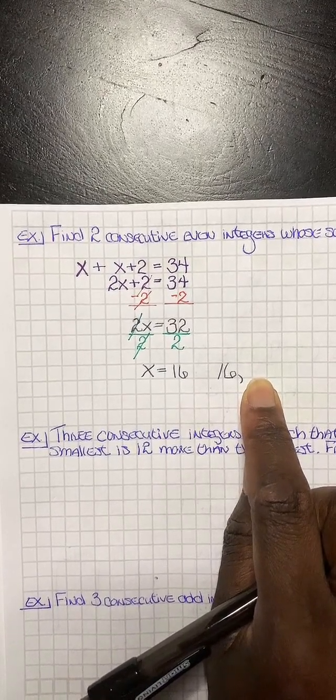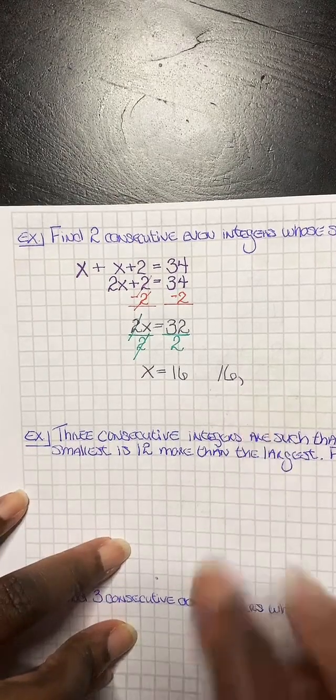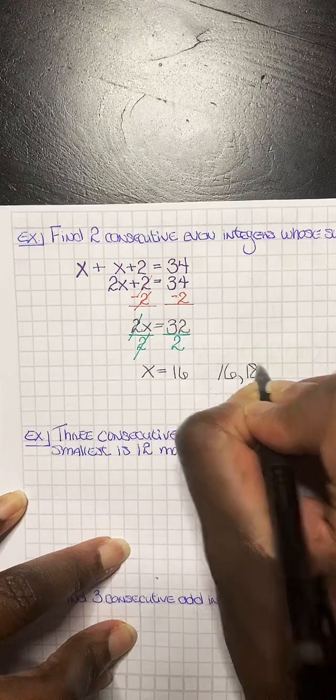What? Oh, no problem, John. This is how I work out my sanity. Good. Love it. 16 plus 2. Yes, 18. Okay.